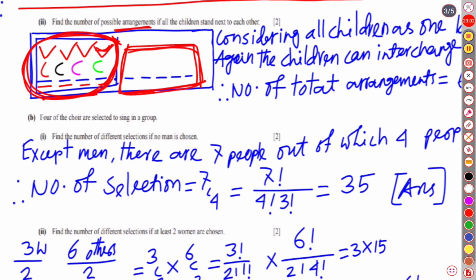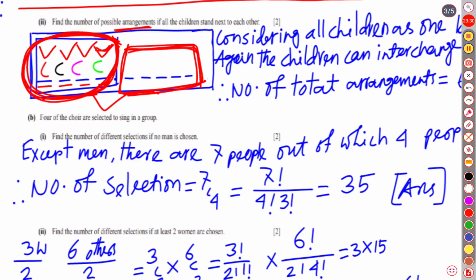It means first we will suppose all the children as they stand together, so all of them are one group or one unit. Then the remaining are total 5, so one unit plus 5 units, total 6 units, so 6P6. After that the children can also interchange their positions in 4P4.